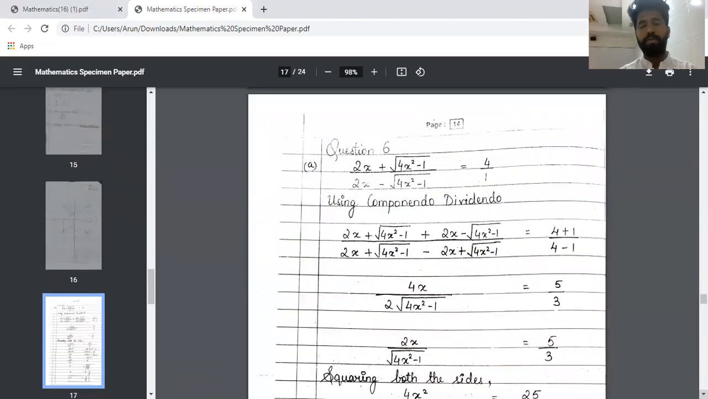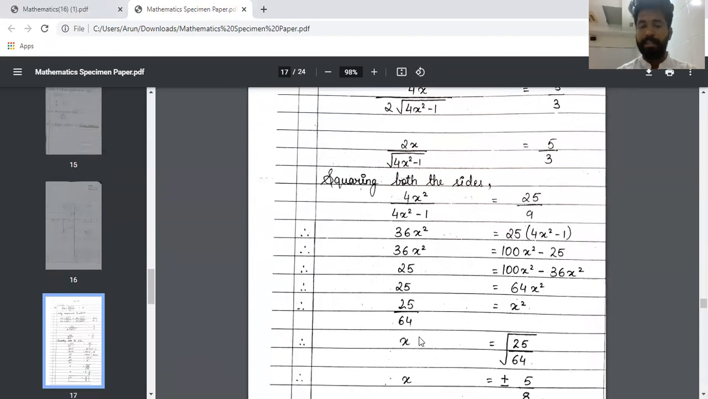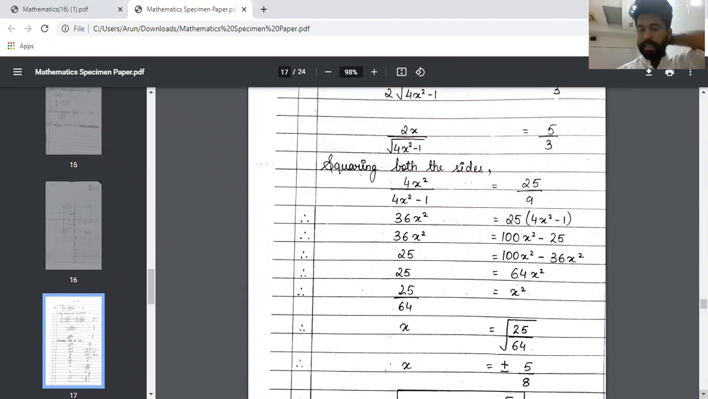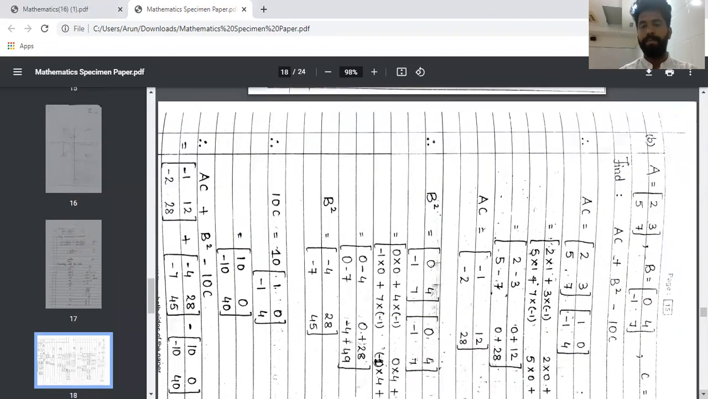In the next one, they've used componendo dividendo. They've taken care of the signs over here. Then when they've squared both the sides, they've specified squaring both the sides. Then they've made the calculations. X square is equal to 25 by 64. So x की value आएगी plus minus 5 by 8. They've written that correctly as well.